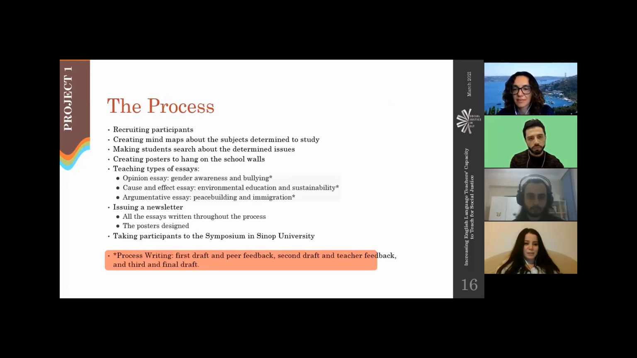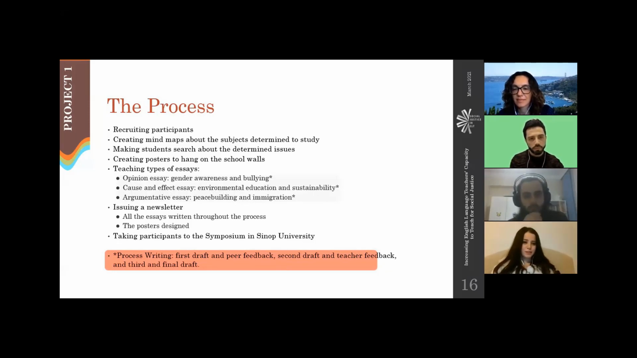Let's talk a bit about the process. We started with recruiting participants. That was easy, I can say that, because all participants were volunteers. There were no eligibility criteria for choosing participants. They just should be studying at a high school.